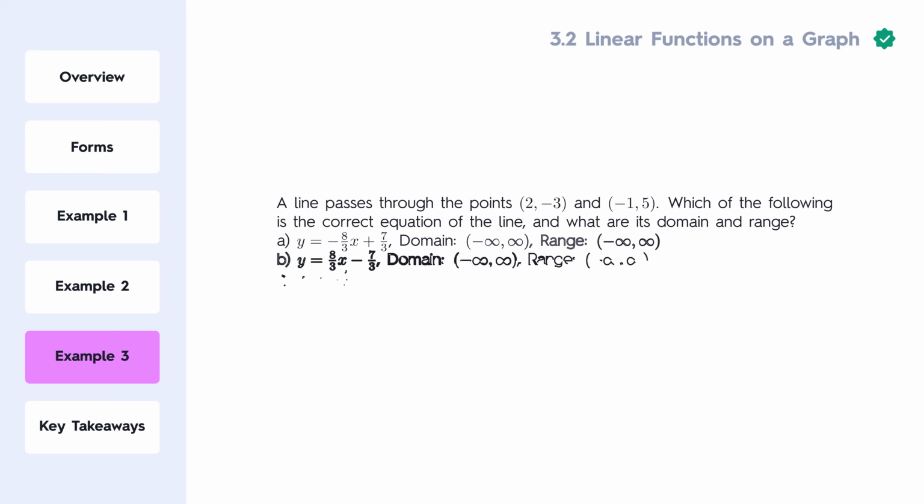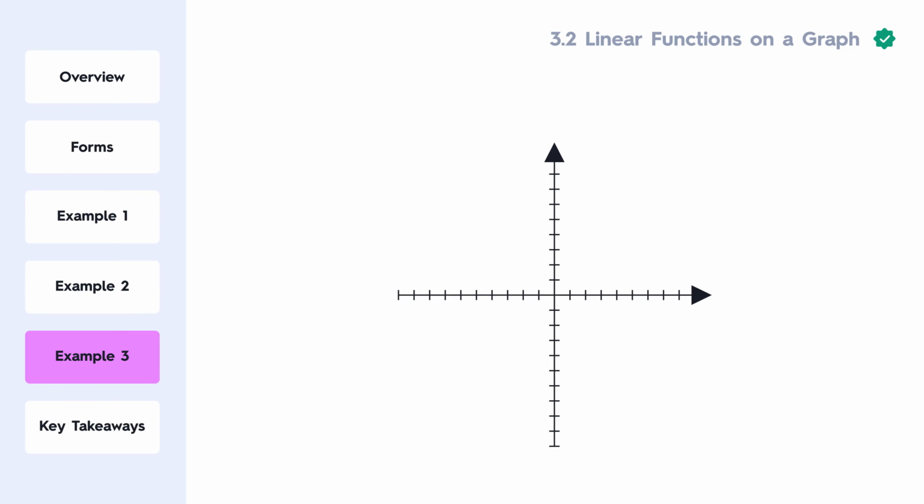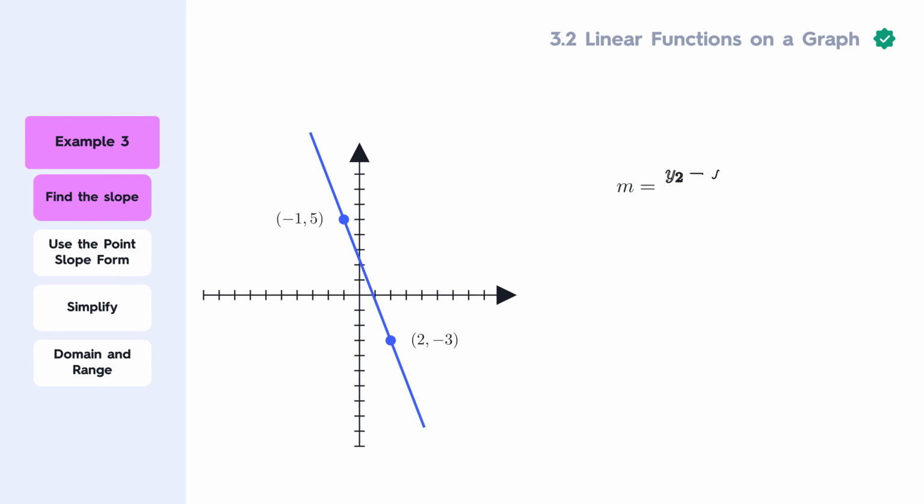Let's solve a more challenging problem. We need to find the equation of the line that passes through the points 2, minus 3, and minus 1, 5, and then determine its domain and range. First, we need to calculate the slope of the line using the formula for the slope. Substitute the coordinates of the points into the formula. This is equal to 8 divided by negative 3, or negative 8/3.